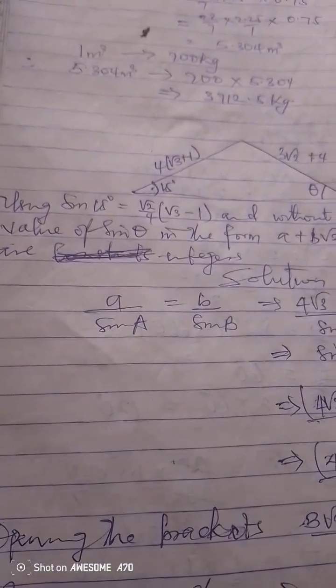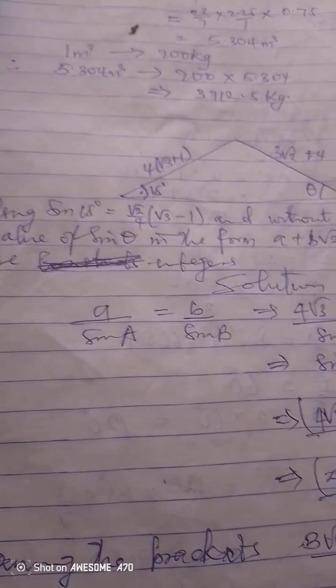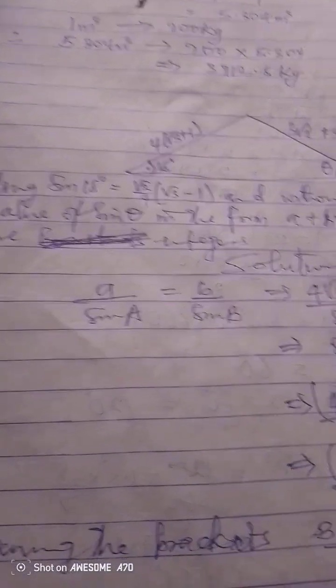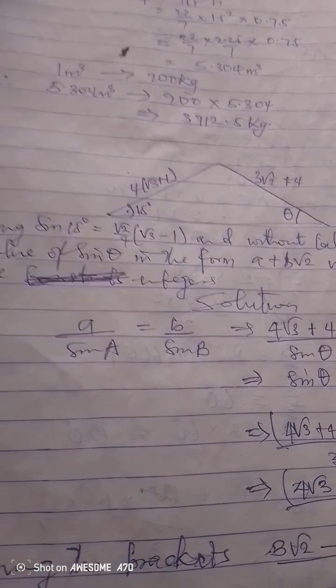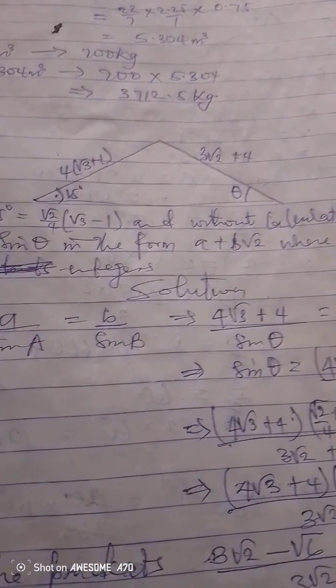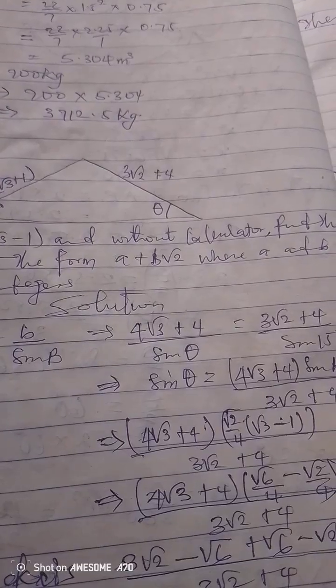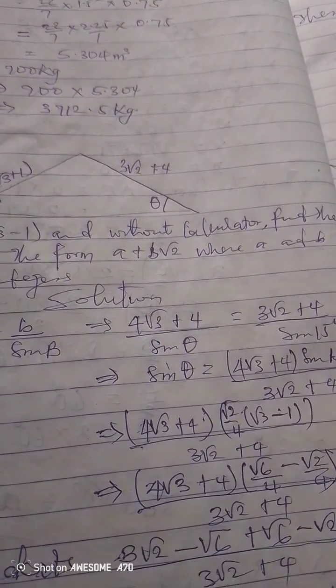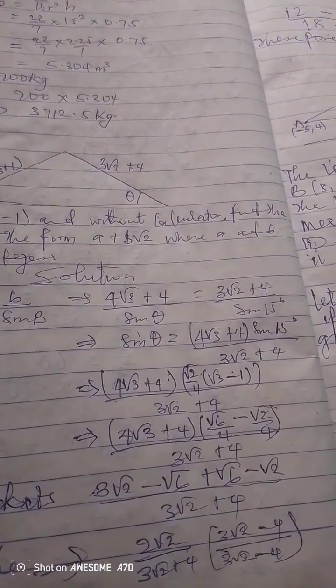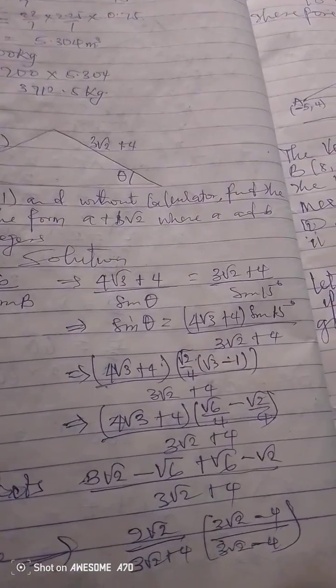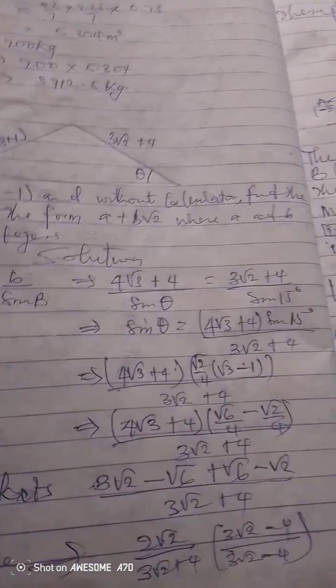For us to get this done, we will apply the sine rule. The sine rule says small a over sine A is equal to small b over sine B, which equals small c over sine C. So doing that, we have (4 root 3 plus 4) over sine theta is equal to (3 root 2 plus 4) over sine 15. Making sine theta the subject of the formula, we have (4 root 3 plus 4) in brackets multiplied by sine 15 degrees, all over 3 root 2 plus 4.